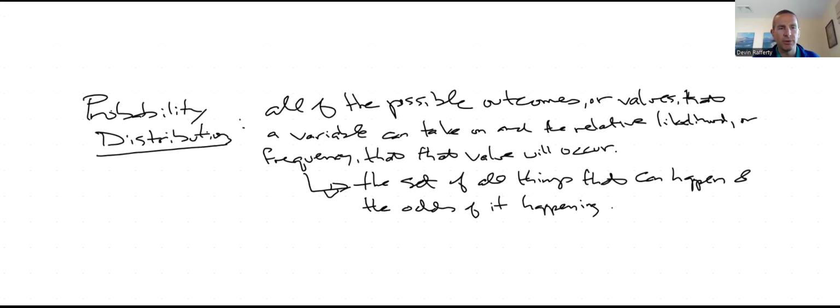So in other words, we have it. So if we start here, right, probability distribution, it's all the possible outcomes or values a variable can take on and the relative likelihood or frequency that that value will occur. Let's start talking a little bit more about probability distributions, right? So when it comes to a probability distribution, let's just take, say the price of IBM stock.